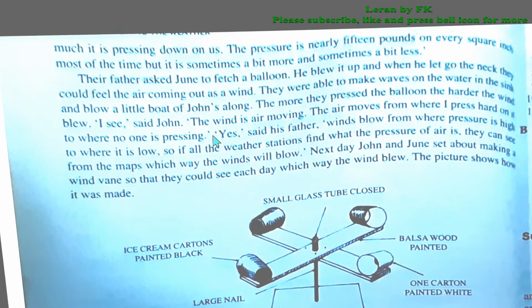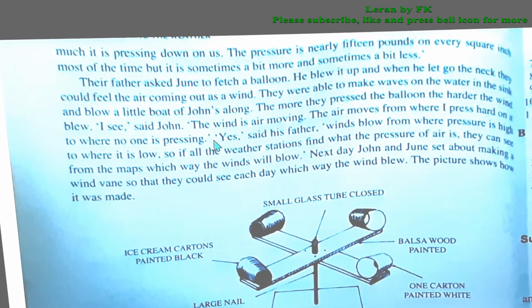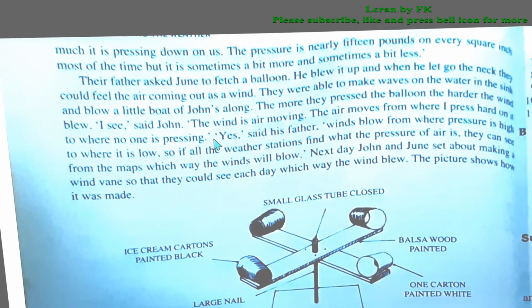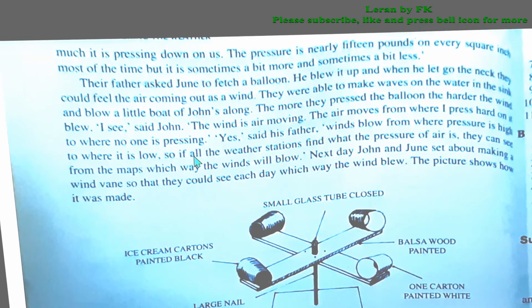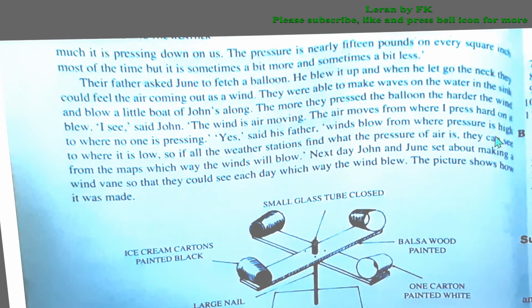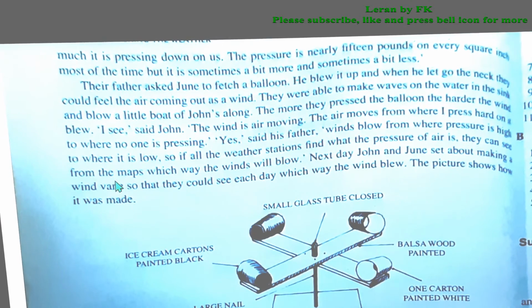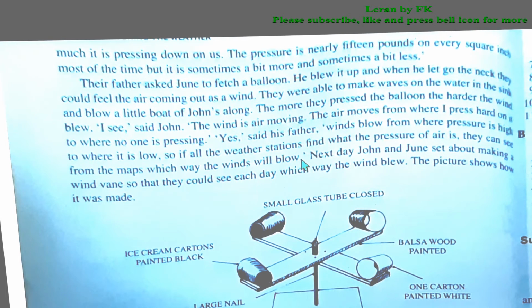Now they are telling about the movement of air, that the air moves from the high pressure side to the lower pressure side, and that's why the air movement in the weather is also the same. "Yes," said the father. "Winds blow from where pressure is high to where it is low." Same thing which I have already explained. So if all the weather stations find what the pressure of air is, they can easily see from the map which way the wind will blow. It means if the weather stations know the situation of all areas, where the air pressure is high and where it is low, they can easily tell where the wind is going, and in which direction.